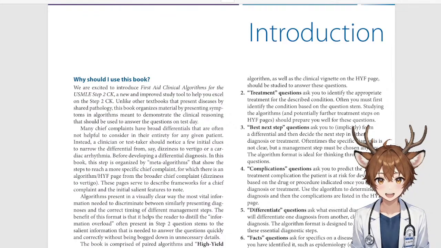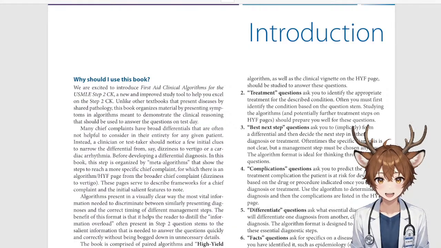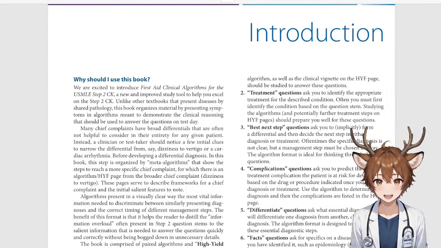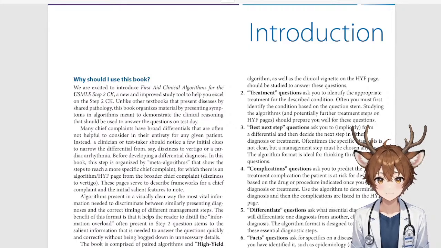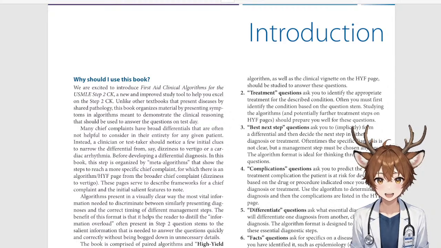Many chief complaints have broad differentials that are often not helpful to consider in their entirety for any given patient. Instead, a clinician or test taker should notice a few initial clues to narrow the differential from, say, dizziness to vertigo or a cardiac arrhythmia before developing a differential diagnosis. In this book, this step is organized by meta-algorithms that show the steps to reach a more specific chief complaint, for which there is an algorithm/high-yield format page. From the broader chief complaint, dizziness to vertigo, these pages describe frameworks for a chief complaint and the initial salient features to note.